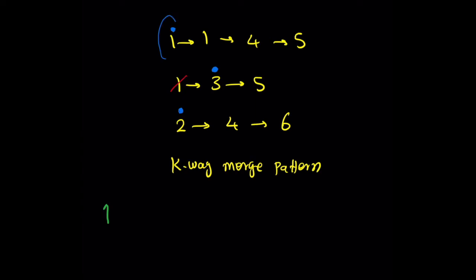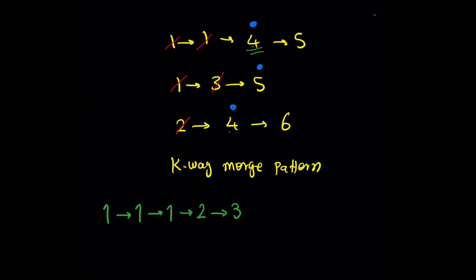Now, again, among these 3 elements, which one is the smallest one? It's 1. The next element will be 1. Now we go next. Again, between 1, 2, and 3, which one is the smallest? It's 1 again. Between 2, 3, and 4, it's 2. Between 3, 4, and 4, it's 3. Between 4, 4, and 5 is 4.